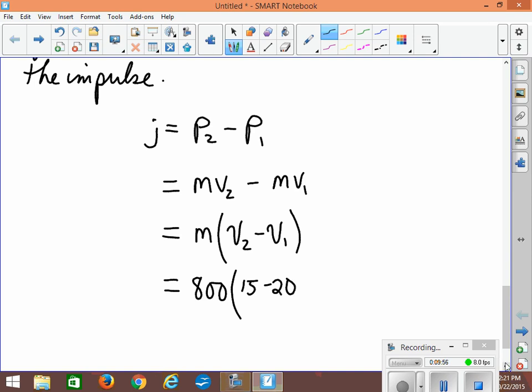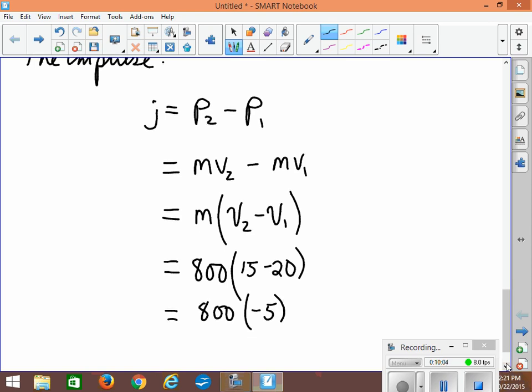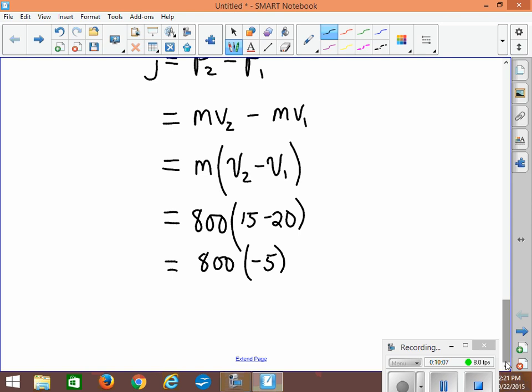And we get 800 times, actually, sorry, times -5, and that's very important. Because remember, impulse is a change in momentum, and momentum is a vector. So impulse is also a vector. What would this be? 4,000. And because it's a change in momentum, its unit would still be the kilogram meters per second for impulse. And it's a negative number.